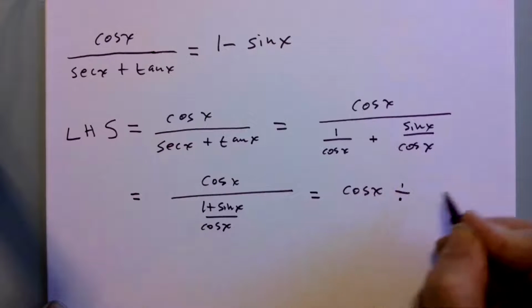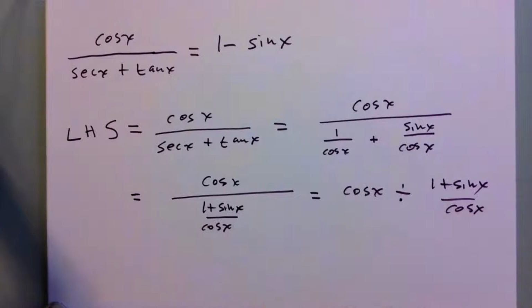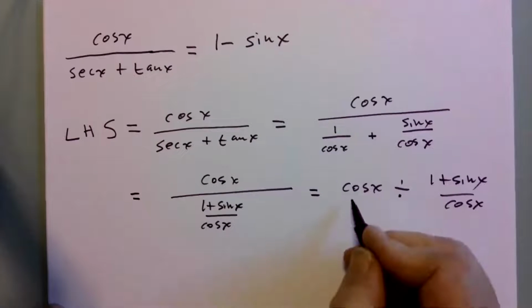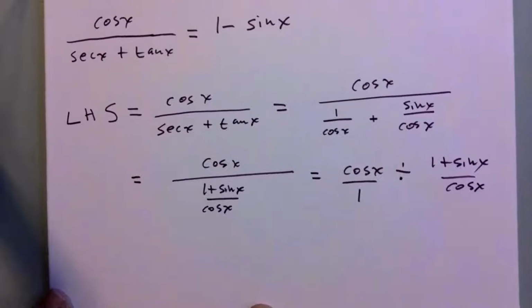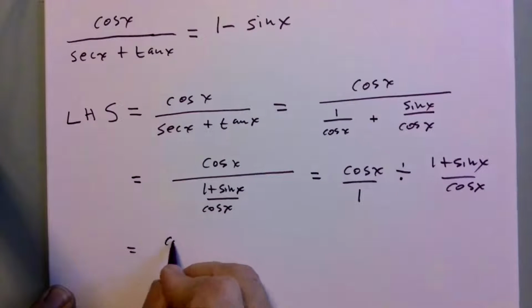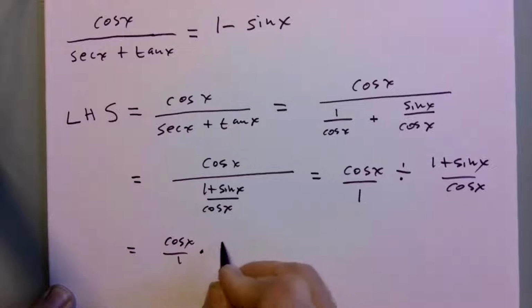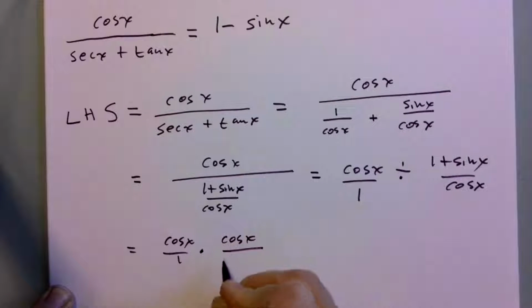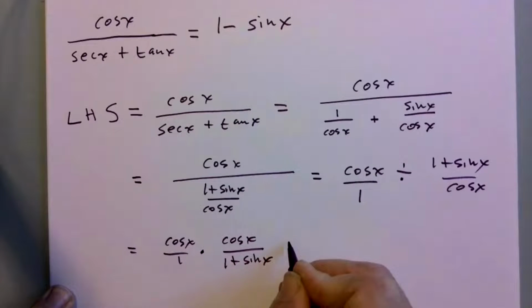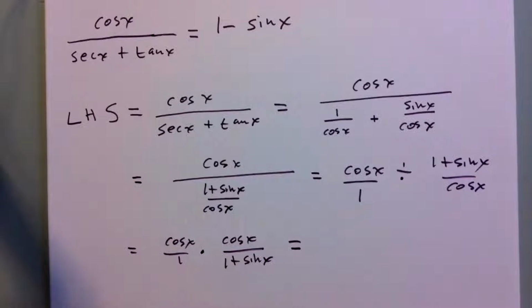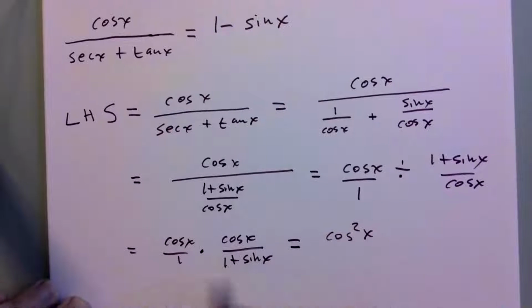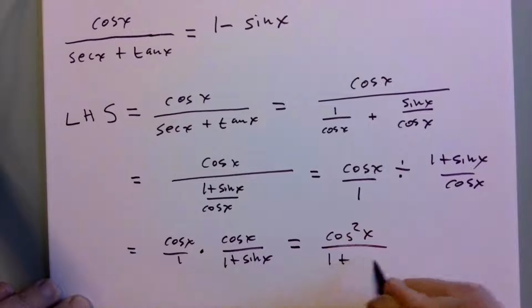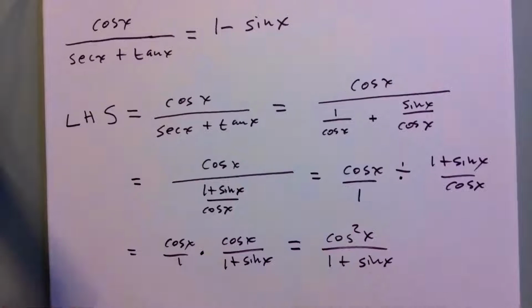I'll say cosine x divided by 1 plus sine x over cos x. And we're dealing with fractions, so let's make cosine x over 1. Looking at this then, we can say that this is cosine x over 1 times cosine x over 1 plus sine x. Multiplying across, cosine x times cosine x is cosine squared x. 1 times 1 plus sine x is 1 plus sine x.